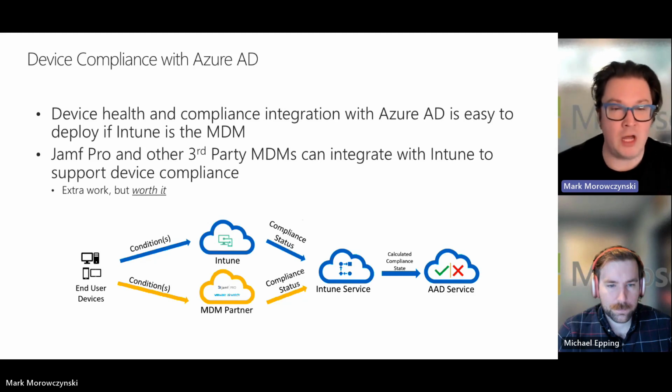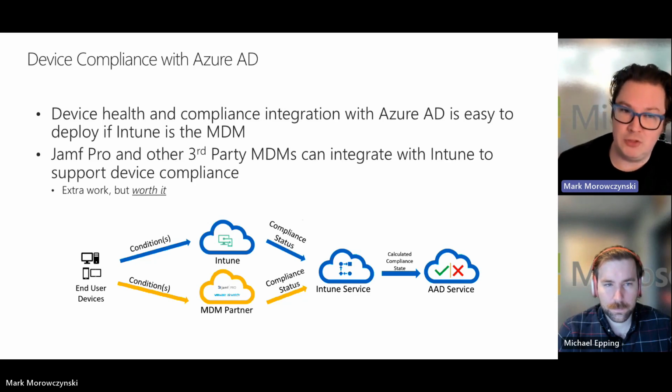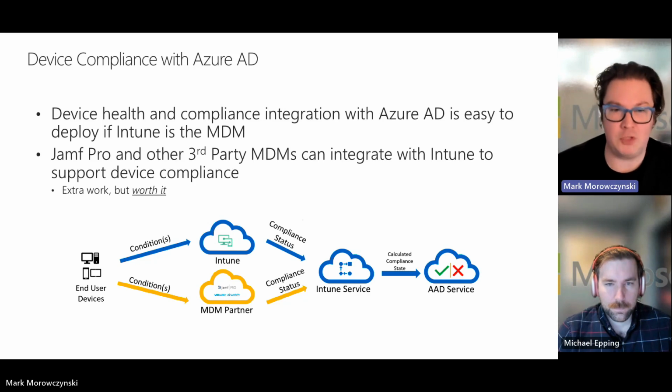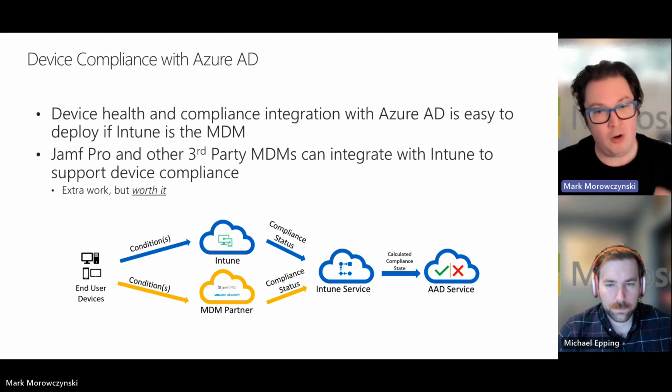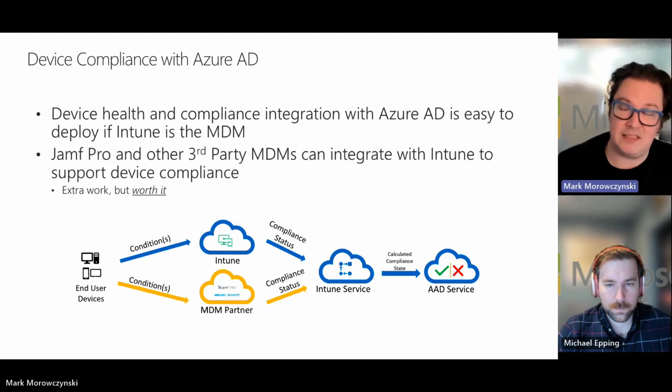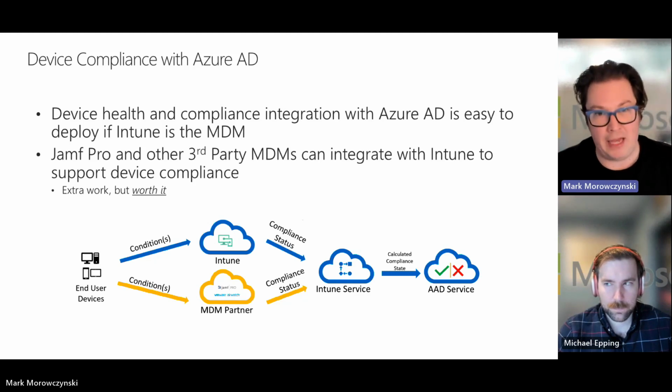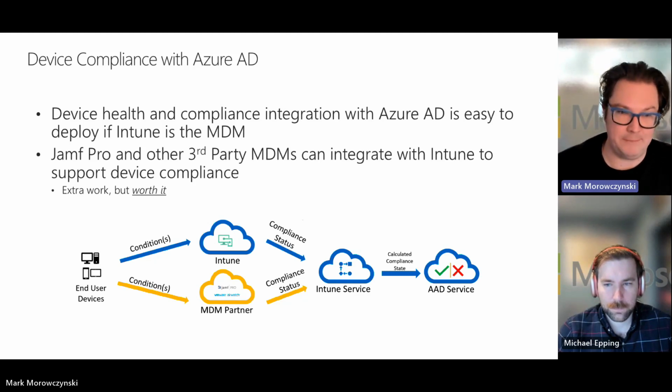Now, if you're using another MDM provider like Jamf Pro or something like that, there is a little more work that you need to do to get that compliance status across. But in the end, it becomes very much worth it. Otherwise, you're unable to pass those device compliance controls in conditional access. So Jamf Pro or VMware AirWatch would send that compliance status over to the Intune service. And then again, Intune would write that is compliant, yes or no, over to Azure AD.